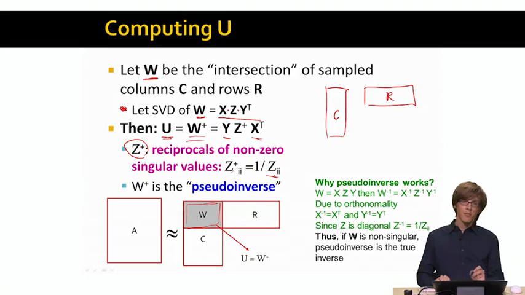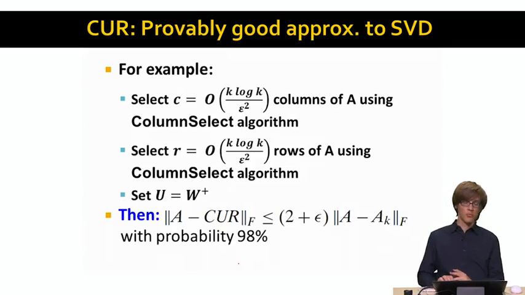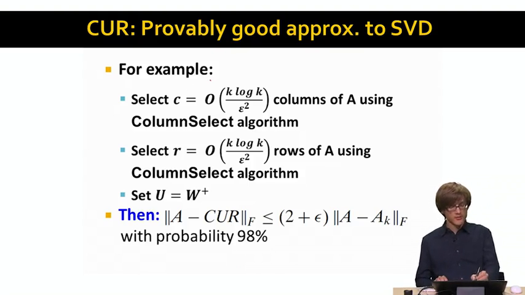And now basically we have everything we need. We took the intersection of C and R, computed this pseudo-inverse, where we took the SVD of the intersection, took 1 over the singular values, multiplied everything together, and we obtained our matrix U. So now we have the complete CUR decomposition. Just to give you an example more concretely, I had a very theoretical statement before. Here is a statement that's easier to think about. Imagine that I'm given my matrix A.